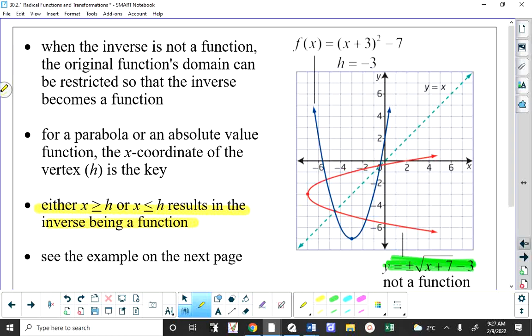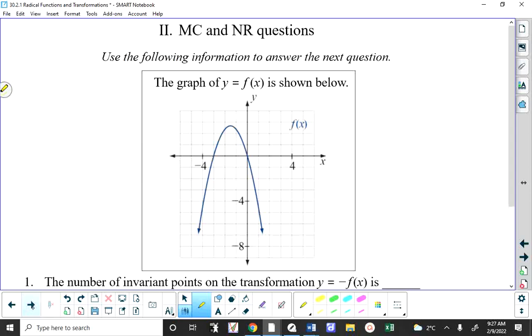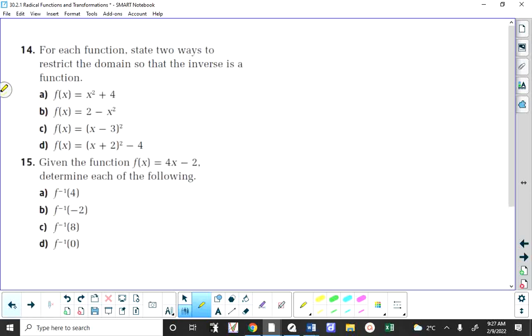Is that good? Other questions? Go ahead. For question 15 in the textbook, just A, I don't know how to show the inverse when it actually does. Okay. Yeah, I get you.